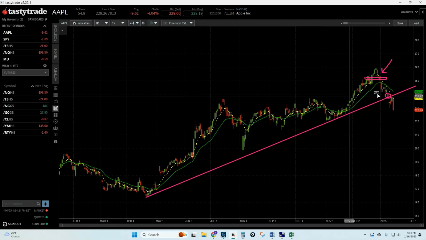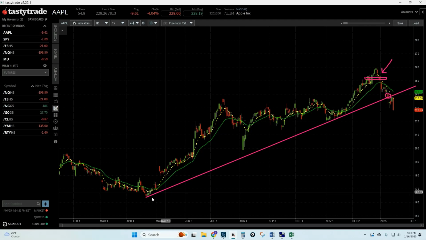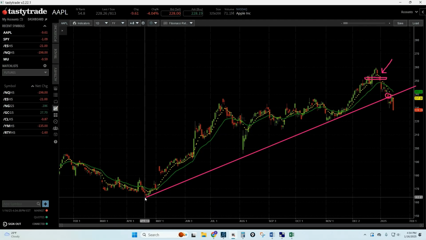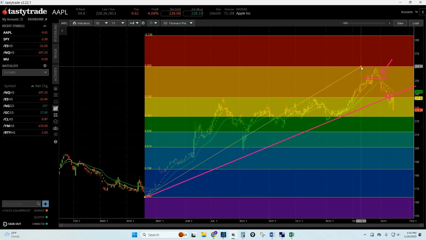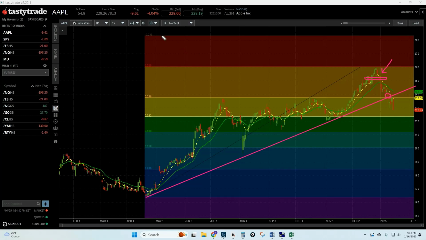So anyway, I'm short of Apple. Where the heck do I want to get out? This is a one-year daily chart. What I do is I put the fib from the 52-week low to the 52-week high. This up here is an extension, so don't worry about that. As you can see here, the 38.2% retracement coincides right with some nice prior support.